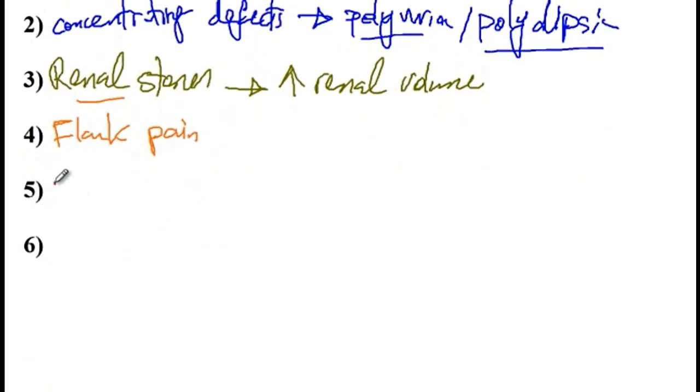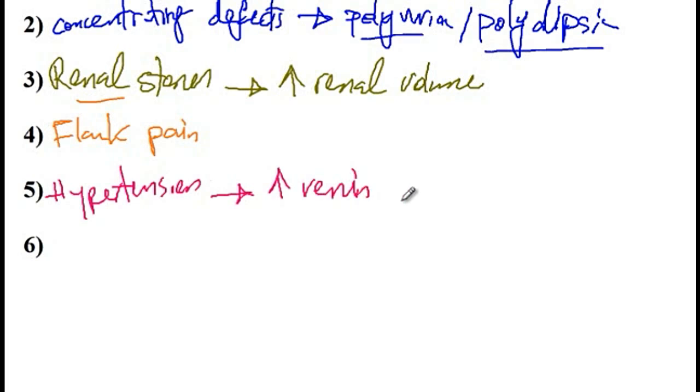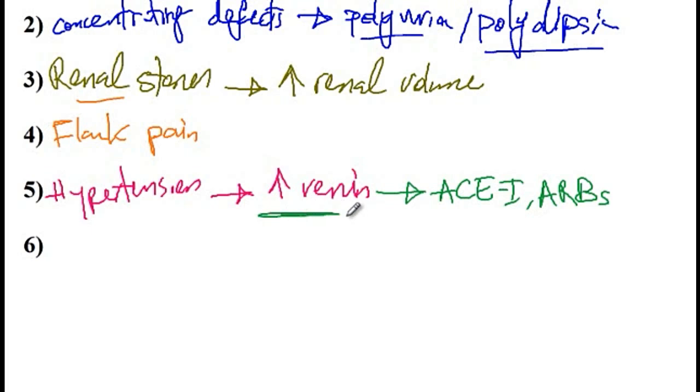Next, these patients can present with hypertension. And the reason for hypertension is that since there is a cystic rupture and renal ischemia, there is an increased release of renin that can cause hypertension. And thus for the treatment, the best medications are angiotensin-converting enzyme inhibitors as well as angiotensin receptor blockers, which inhibit the production or the action of the renin.